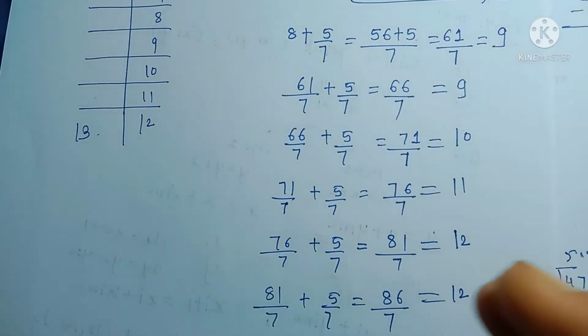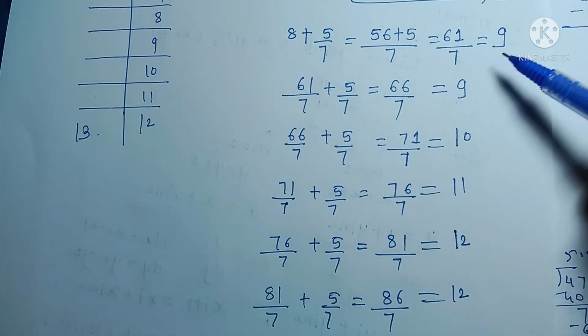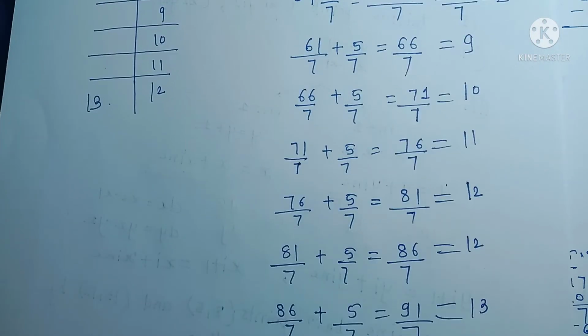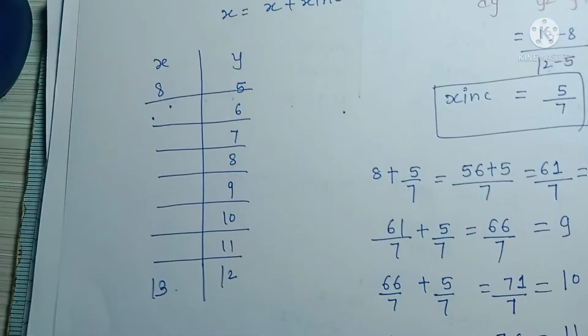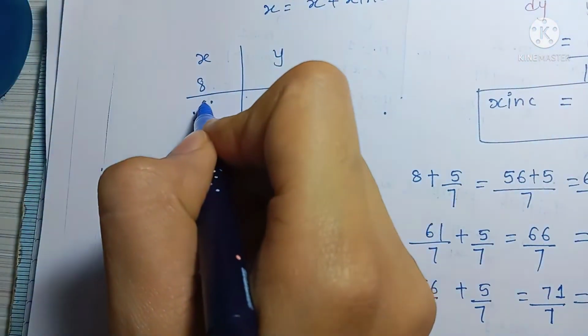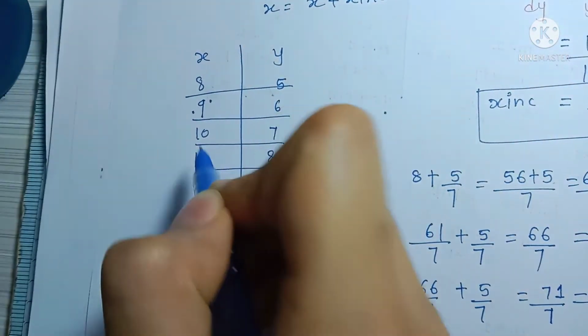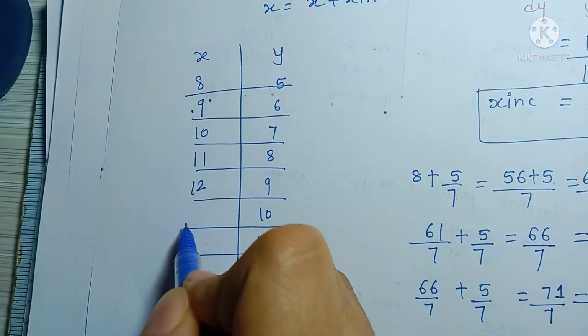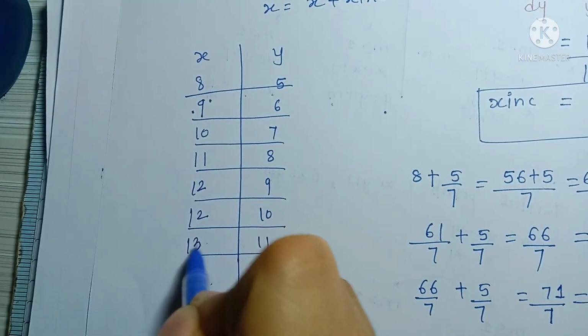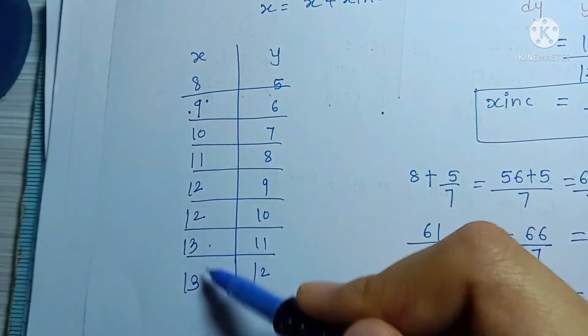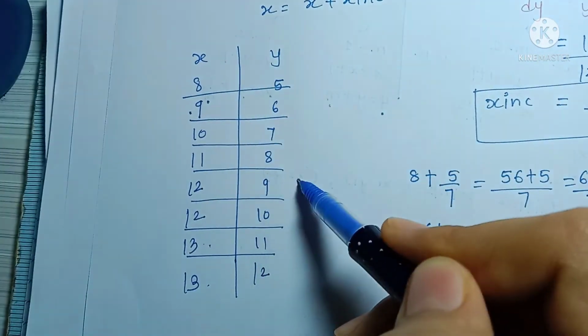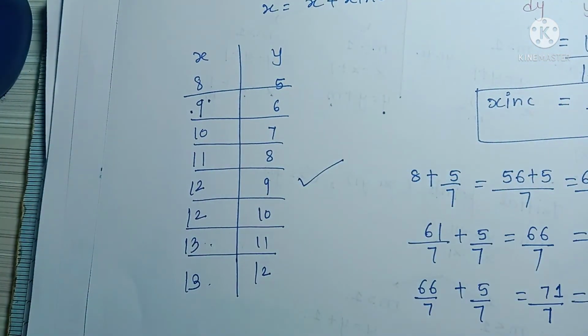Now, as we proceed further, we will directly write it in the integer format because we cannot waste our time in these calculations. So here it will be 9, 10, 11, 12, 12, 13. So these are the values of x for particular values of y. So this is our answer.